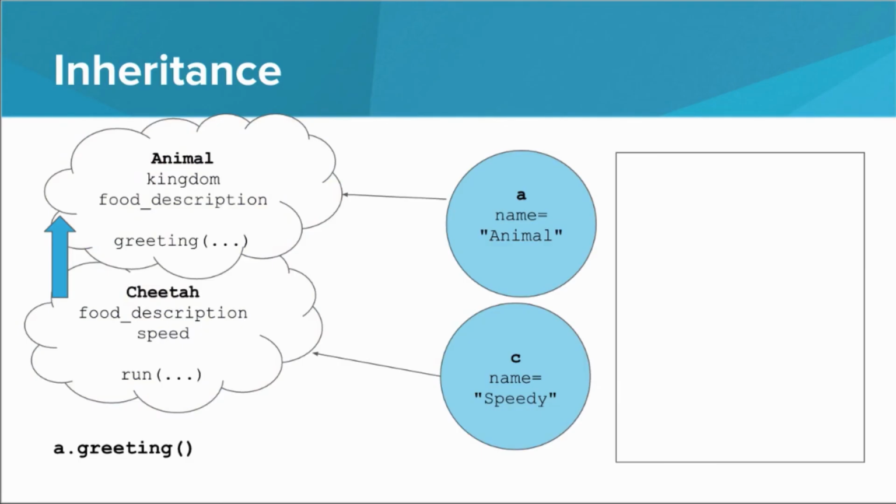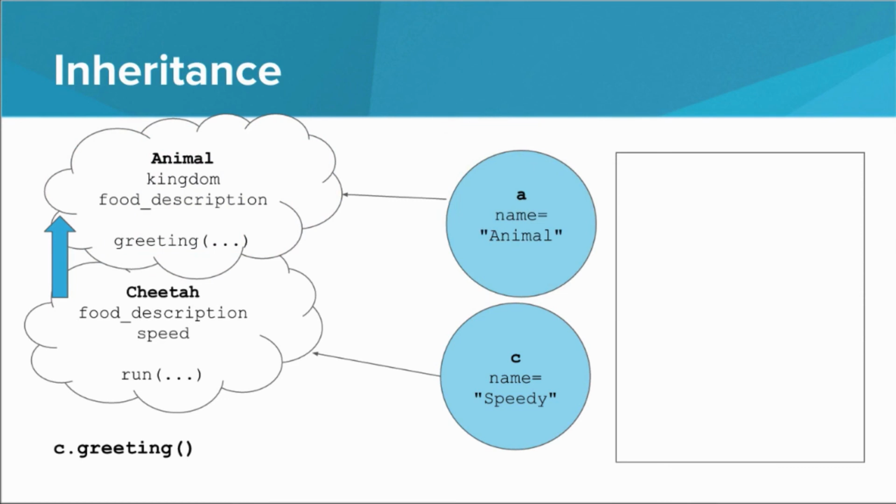Now let's look at an example of a method call. When we call a.greeting, Python looks in A's class for a method called greeting. Now, remember that the code for greeting prints self.name. In order to execute this code, Python must look up self.name, which is basically the same as looking up a.name. Now, since name is an instance variable in A, this is pretty easy.